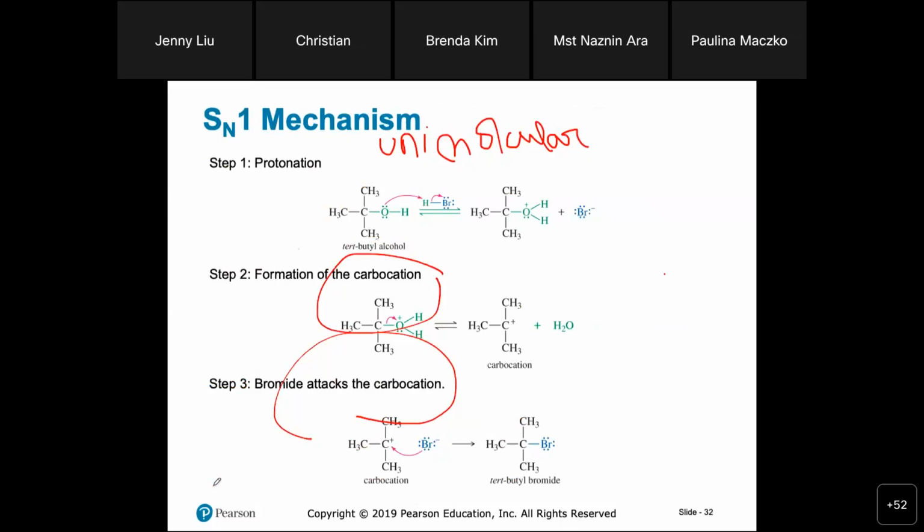So now let's talk about the mechanism. What happened here? First step, protonation and creating the good leaving group. Second step, formation of carbocation.